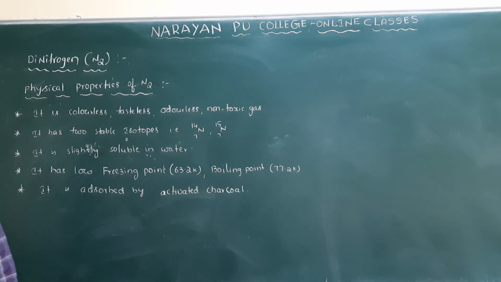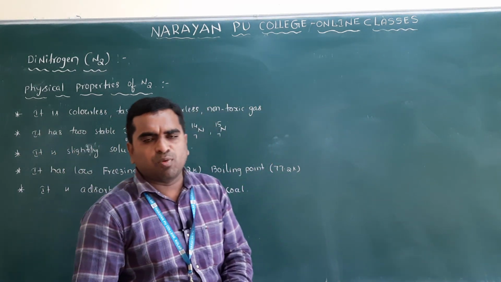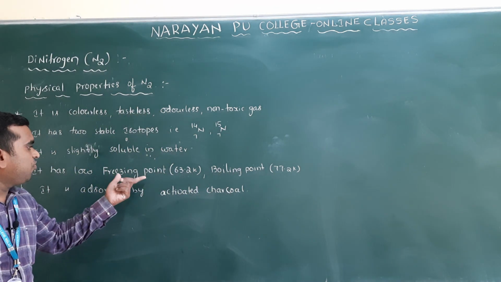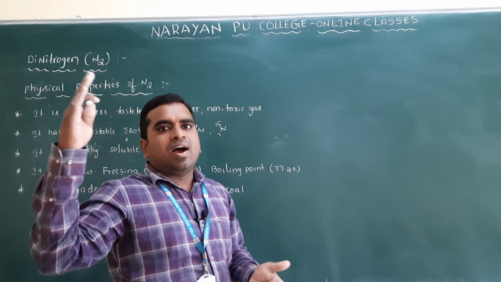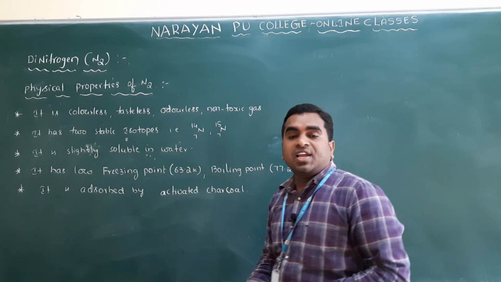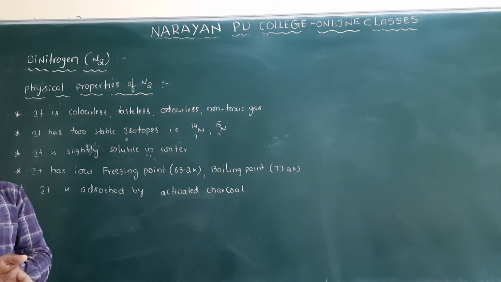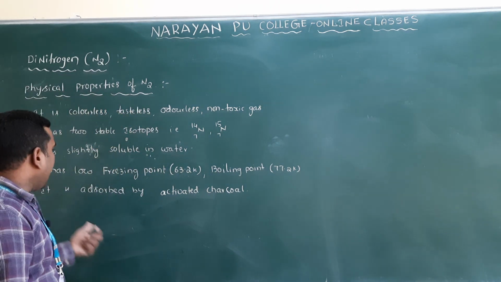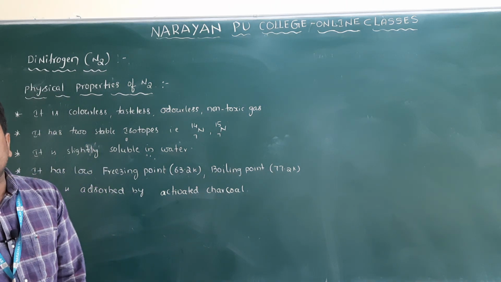And the third one is, it is very slightly soluble in water. You know, oxygen is soluble in water, but nitrogen is very slightly soluble. Next, it has a low freezing point of 63.2 K and also a very low boiling point. So that's why when we distilled liquid nitrogen and oxygen, liquid nitrogen distilled out first. Why? Because it has a very low boiling point compared to liquid oxygen, and it is adsorbed on activated charcoal. And this is about the physical properties of dinitrogen.